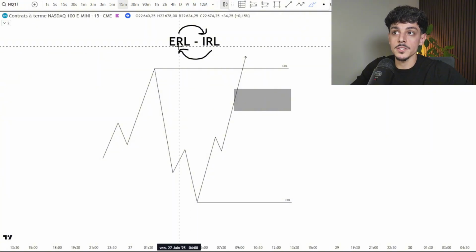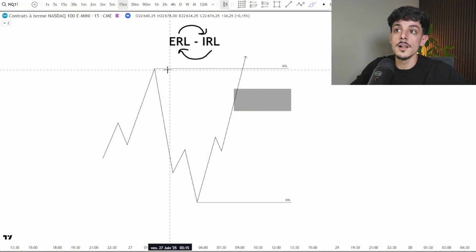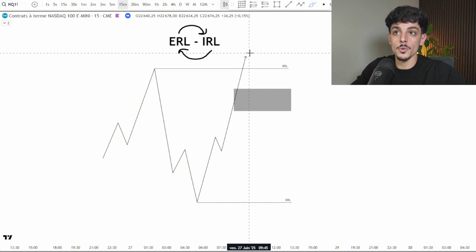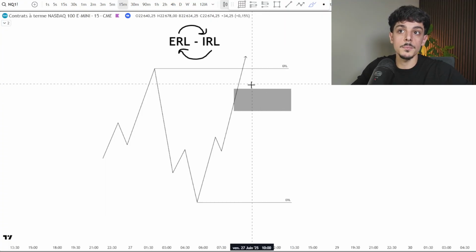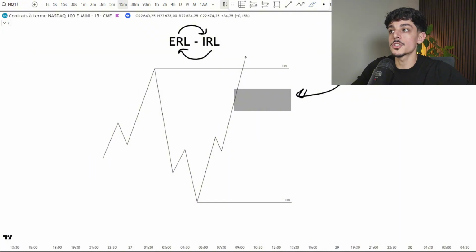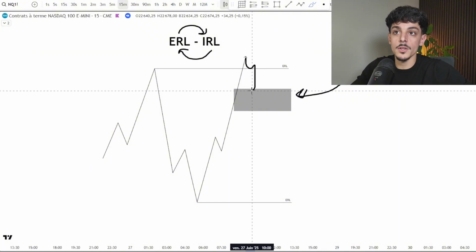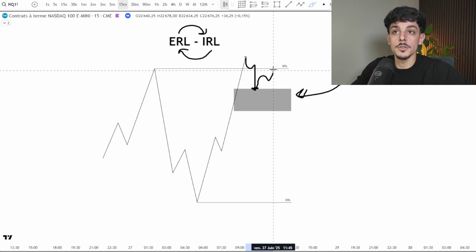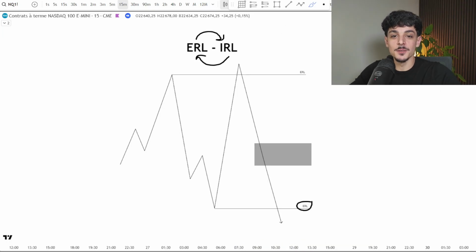If price goes from external range liquidity into internal range liquidity, that means that if you sweep an external range liquidity, which is a buy side liquidity pool, and you form a fair value gap, that means that price will be attracted to come back towards this fair value gap to fill orders in order to have enough fuel to create new highs. Let's do the bearish example.